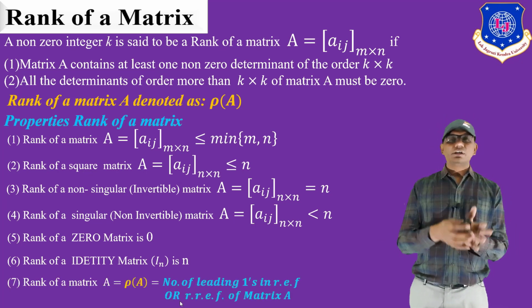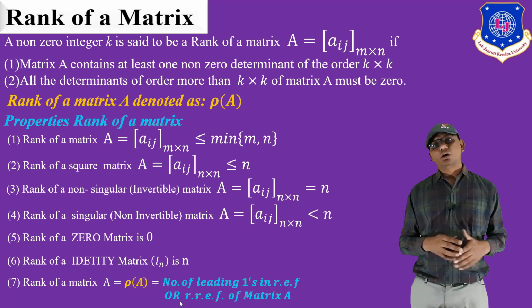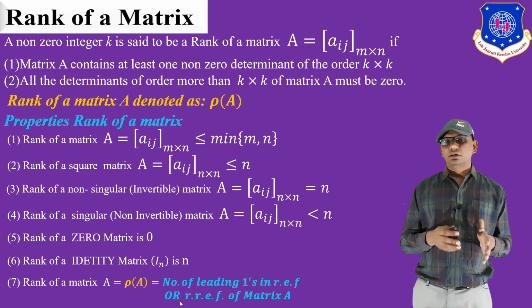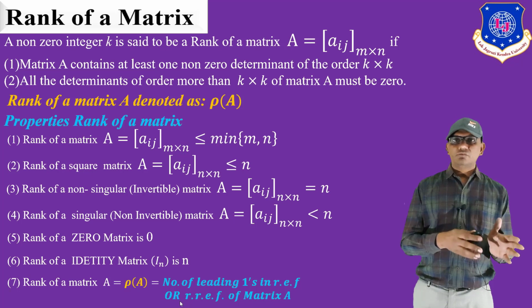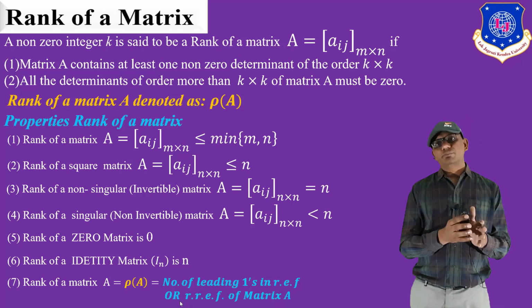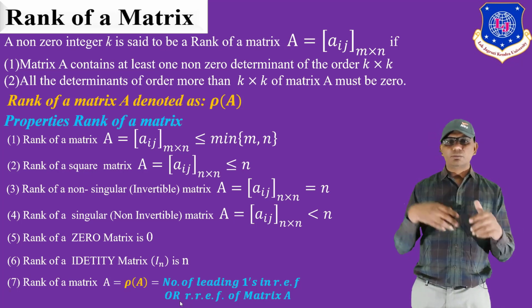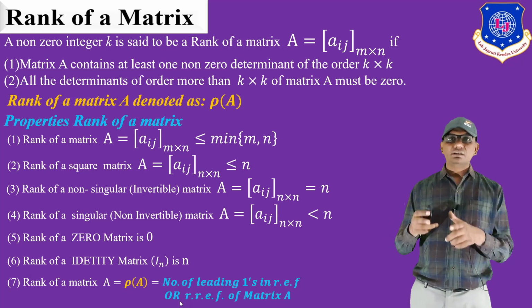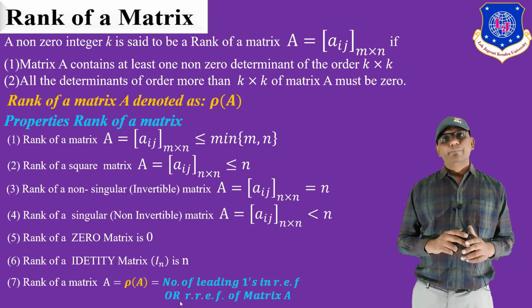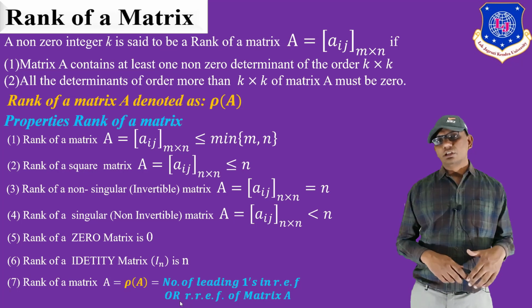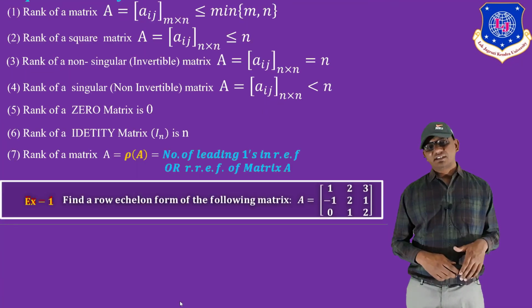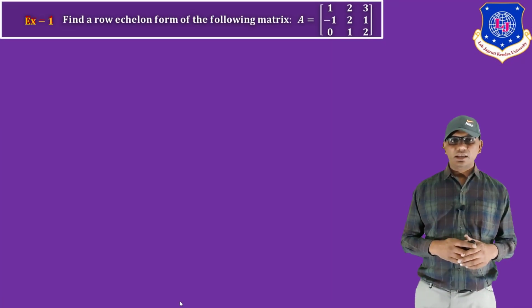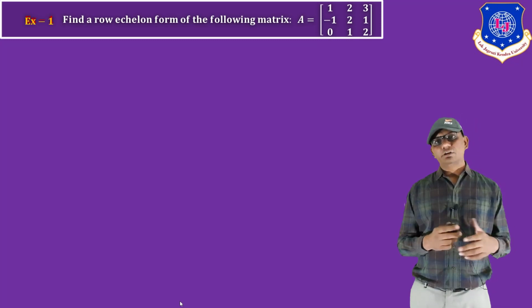But generally, for any type of matrix, we identify the rank by this particular method. First of all, we convert the matrix into the row echelon form or reduced row echelon form, and after converting, the rank of the matrix is exactly the number of leading elements in that row echelon form or reduced row echelon form. Now we will see some examples on the rank of a matrix, row echelon form and reduced row echelon form.